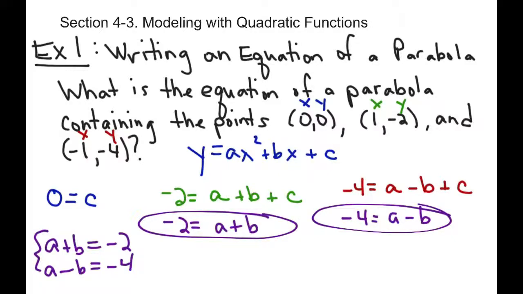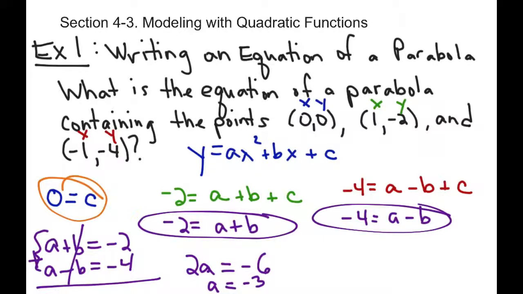One of the ways that we solve systems of equations was by something called elimination. Elimination was the method where you would add the 2 equations together and see what you're left with. Well, a plus a is 2a. b plus negative b cancels, equals negative 2 plus negative 4 is negative 6. That's an equation I know how to solve, and now I know a is equal to negative 3. So I'm almost done with the problem. I almost know what a, b, and c are. I know c, I know a. Now I need to find out what b is.